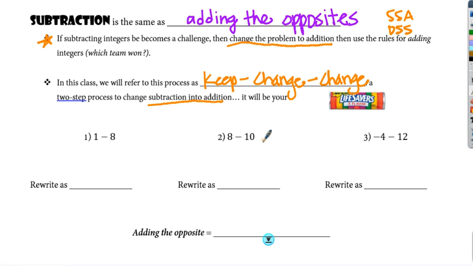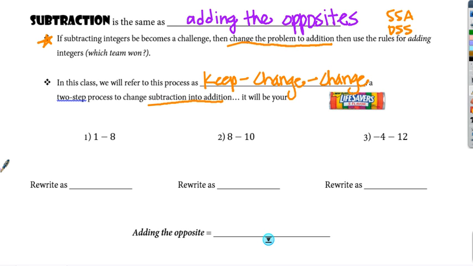The reason we're doing that is because we want to use the two rules that we just became so good at. So I'm going to call this your lifesaver. Whenever you have subtraction of negative integers, I'm going to ask you to put on your lifesaver, and this rule, keep, change, will be your lifesaver.